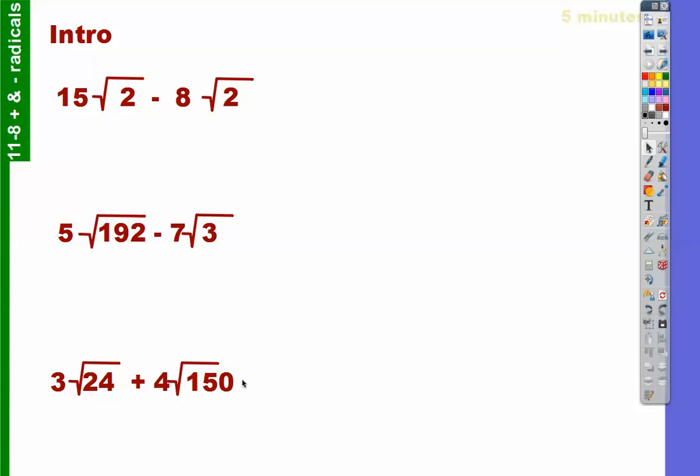include fractions. So my first problem, I have 15 times the square root of 2 minus 8 times the square root of 2. The first question you have to ask yourself is, are the radicals the same? They are. They're both the square root of 2. So I'm going to turn this into a variable expression really quickly. A similar variable expression, and then we'll take a look at this problem in particular. So if I had 15x minus 8x, how many x's would I have? 7. The answer would be 7x.